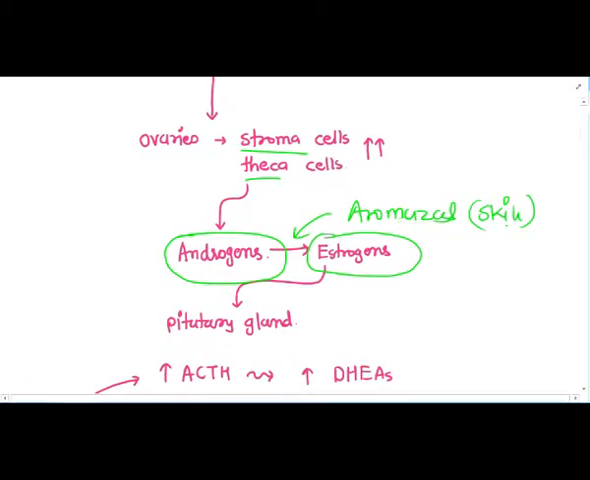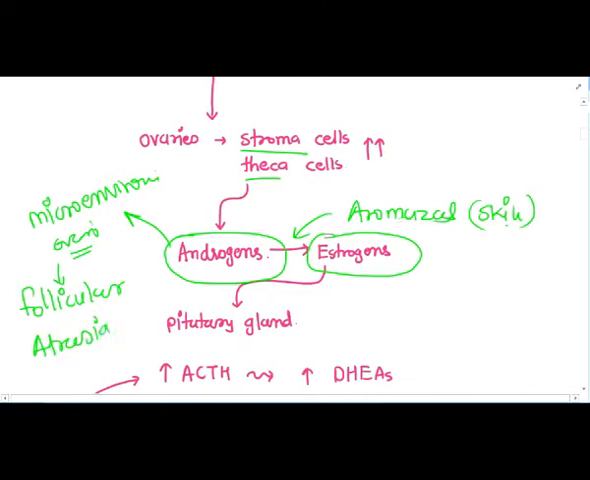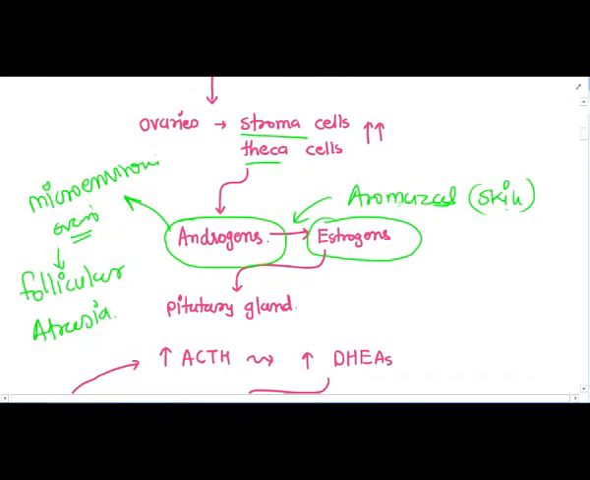Now all this androgen will create a hyperandrogenism environment in the ovary that will lead to follicular atresia. That's why we are finding minute cysts in the ovary.